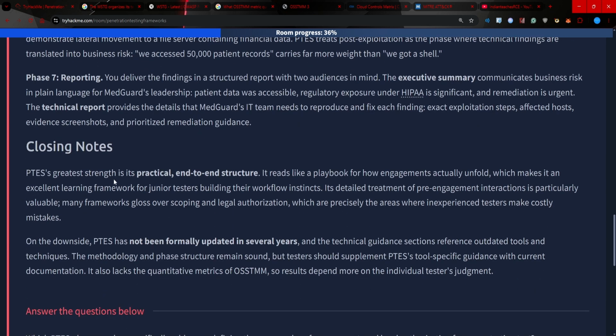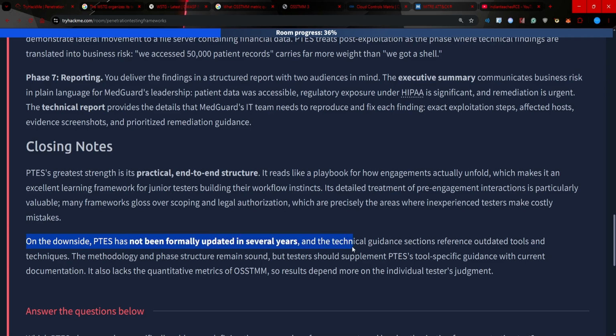Closing notes. PTES's greatest strength is its practical end-to-end structure. It reads like a playbook for how an engagement actually unfolds, which makes it an excellent learning framework for junior testers building their workflow. Its detailed treatment of pre-engagement interaction is particularly valuable. Many frameworks gloss over scoping and legal authorization, which are precisely the areas where inexperienced testers make costly mistakes. On the downside, PTES has not been formally updated in several years.